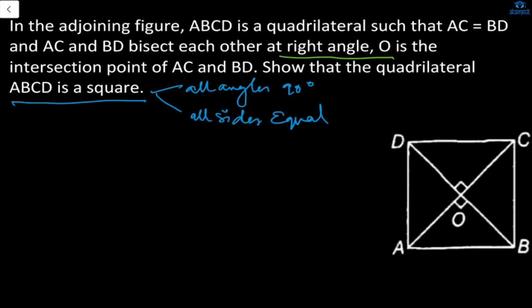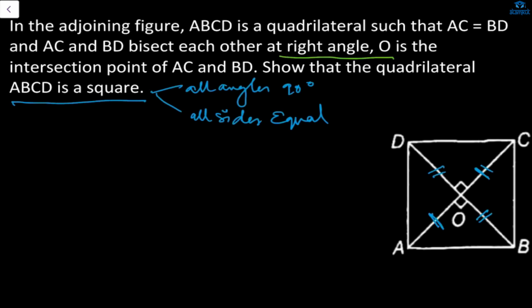Now, what we have got is that the diagonals are equal and AC and BD bisect each other. AC and BD bisect each other means this is equal to this and this is equal to this. And we also know that AC is equal to BD. They both are also equal. Therefore, all these are equal. Yes or no?